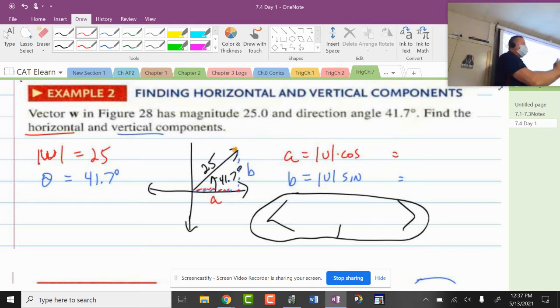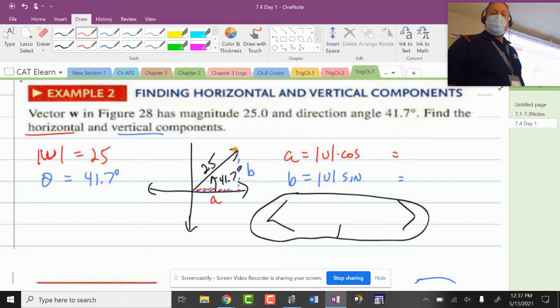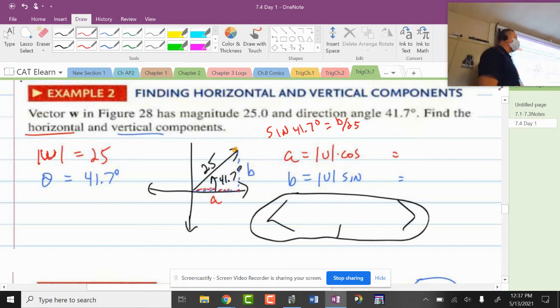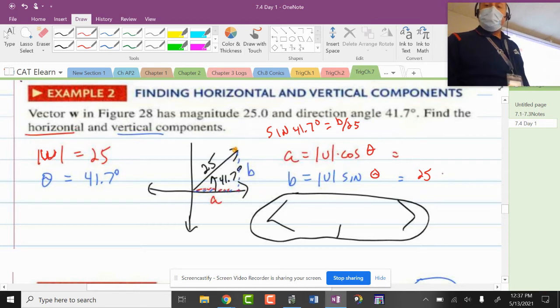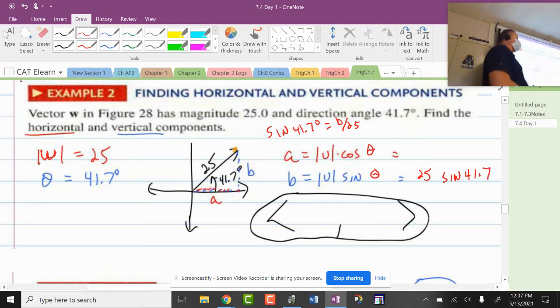So to find B, this is what I wrote on the notes here. To find B, oh, it's sine. Sine of 41.7 would equal B over 25. Don't tell me that's a formula you have to memorize. That's math 2 trigonometry. All right. And then when you multiply both sides by 25, I don't know why my thetas went away. It's 25 sine 41.7. And you just type that in your calculator and press enter.